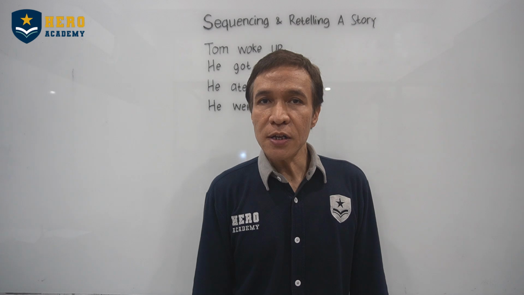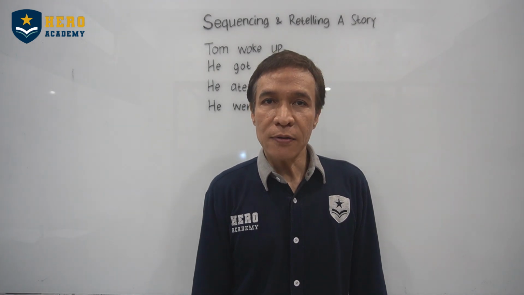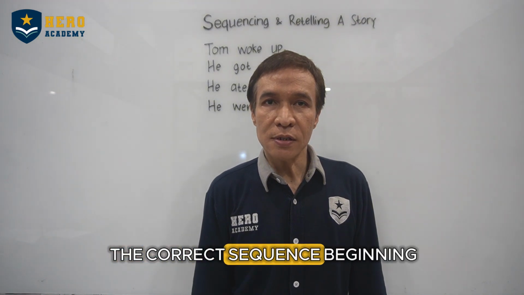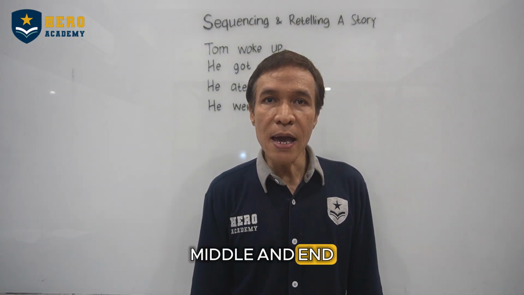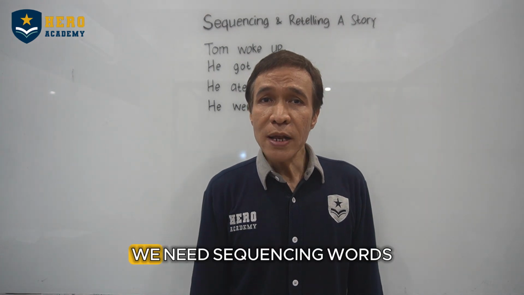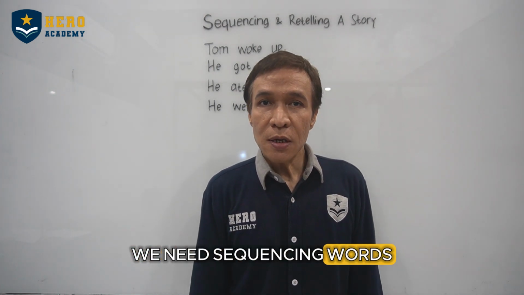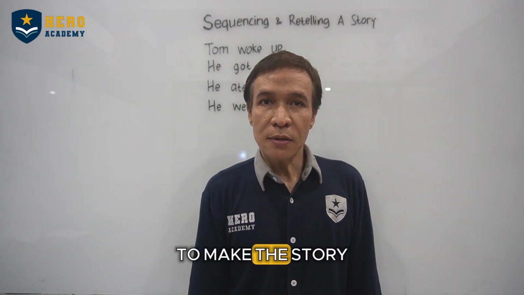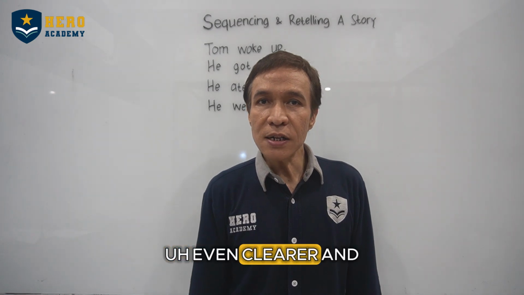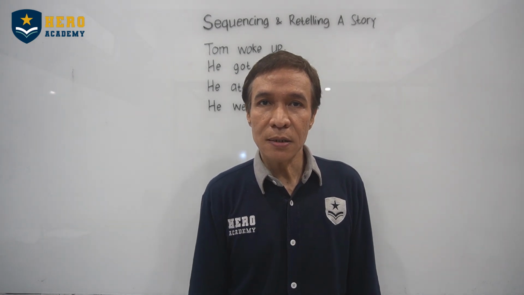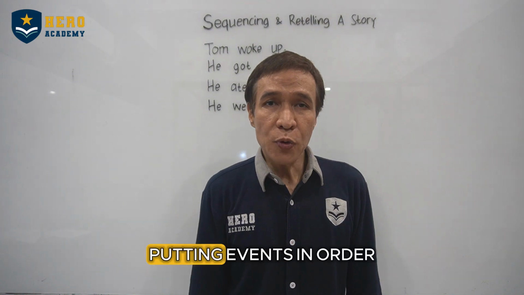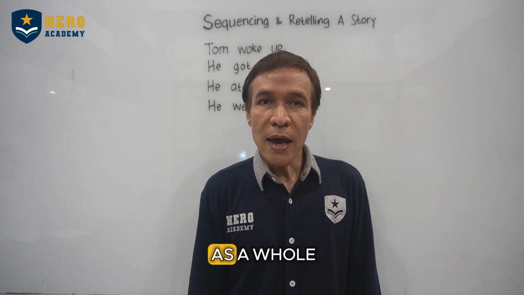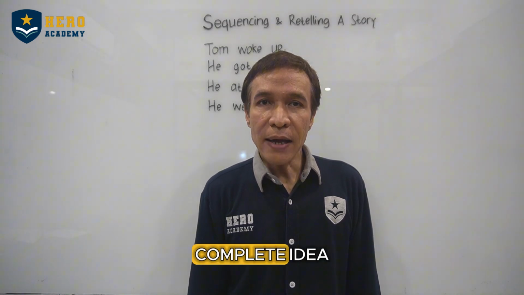In this session, we're going to learn about sequencing and retelling a story. By the end of this video, you'll be able to identify events in the story and arrange them in the correct sequence: beginning, middle, and end. We need sequencing words when we are retelling a story to make the story even clearer and more connected. Sequencing means putting events in order that make the story a complete idea as a whole.